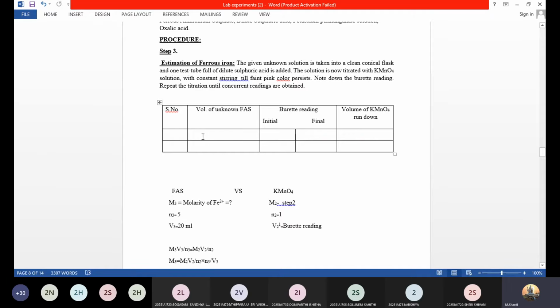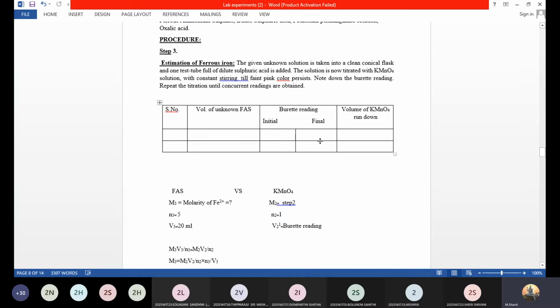So here you have started with 20 ml, you will be taking 20 ml of unknown FAS. Initial reading will be 0, and the final reading depends upon the color change; you are going to note down the final reading. It may be 20 or 22 or 23. So each one of you will get a different reading. Here the final value you are going to substitute, and the difference of these two will be the volume of KMnO4 run down from the burette, that you are going to substitute here.